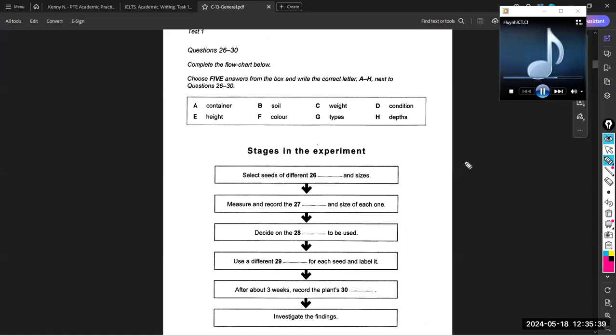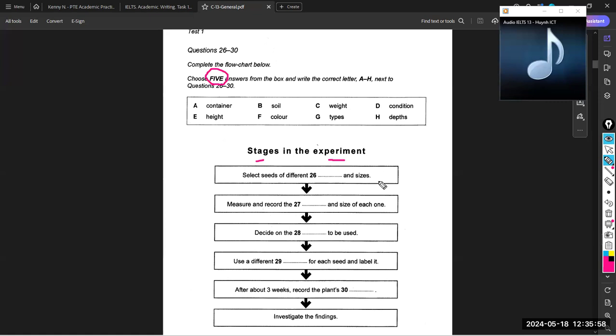Come on now. Listen and answer questions 26 to 30. Anyway, shall we have a look at the procedure for our experiment? The procedure, the stages of our experiment, we have to take care of them. We need to get going with it quite soon.